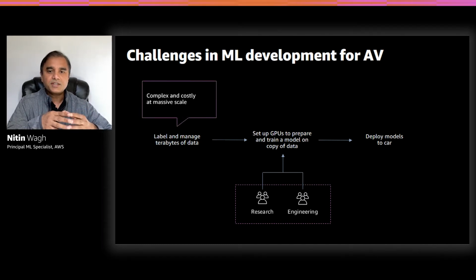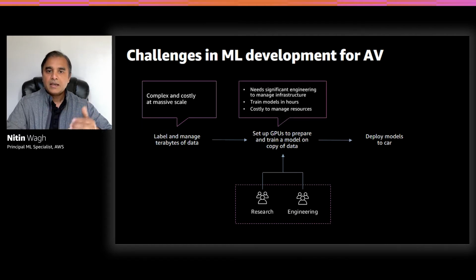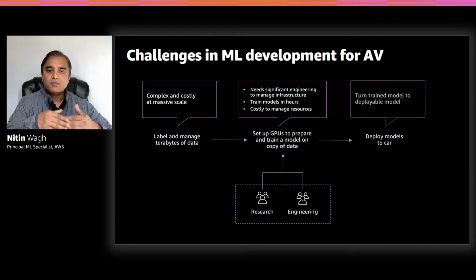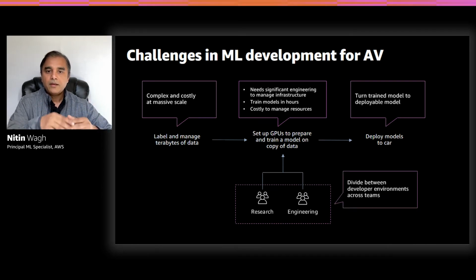So there are several challenges in ML development for AV. First, data labeling at this scale with terabytes of data gets complex and costly. Then setting up self-managed infrastructure requires significant engineering, so multiple teams can experiment in a matter of hours, and at the same time, you have to manage the cost of GPUs. And once models are ready, they need to be turned into a deployable model so they can run on hardware installed in the car. And in the absence of a standard platform, there's often a divide between developer environments across the teams, leading to knowledge silos.